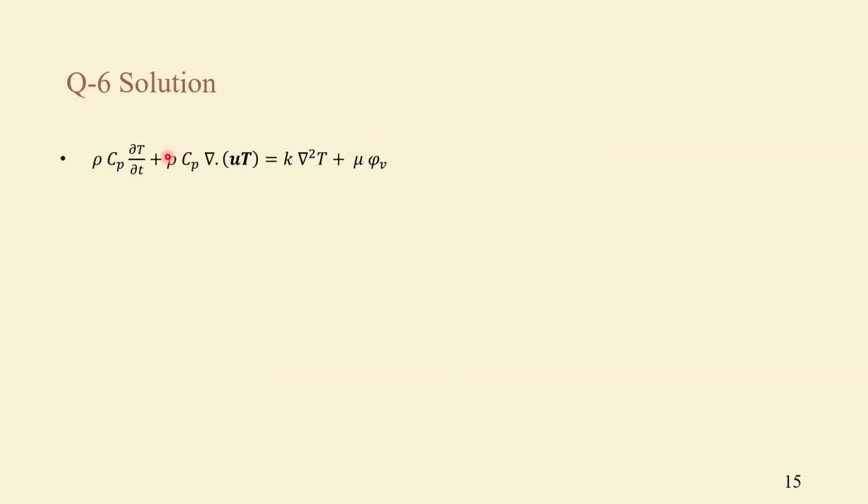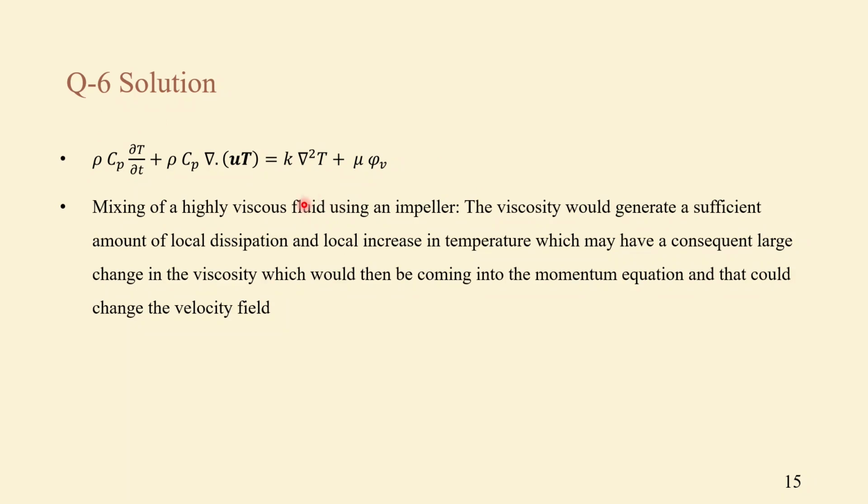So this is the energy balance equation. If you look at the mixture energy conservation equation, rho Cp ∂T/∂t plus rho Cp ∇·(uT) is equal to k ∇²T plus mu phi_V. So why can we not neglect the effect of viscosity in a highly viscous fluid?